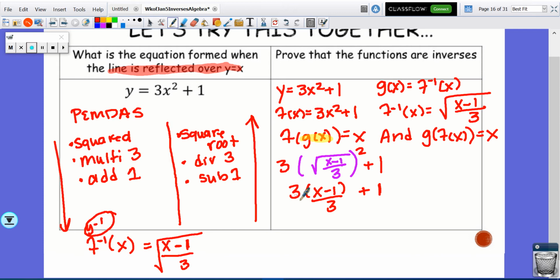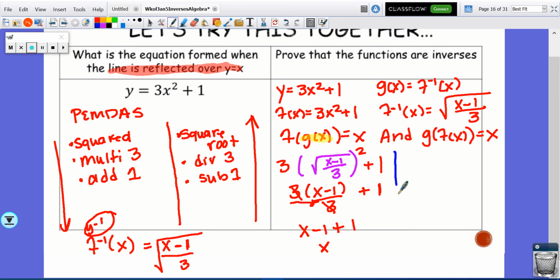And there's a couple of ways we can do the next thing. Since this is a 3 at the top and a 3 at the bottom, these two go away. And we get x minus 1 plus 1. And then here, x minus 1 plus 1 gives me x. So that's one side that I tested out.